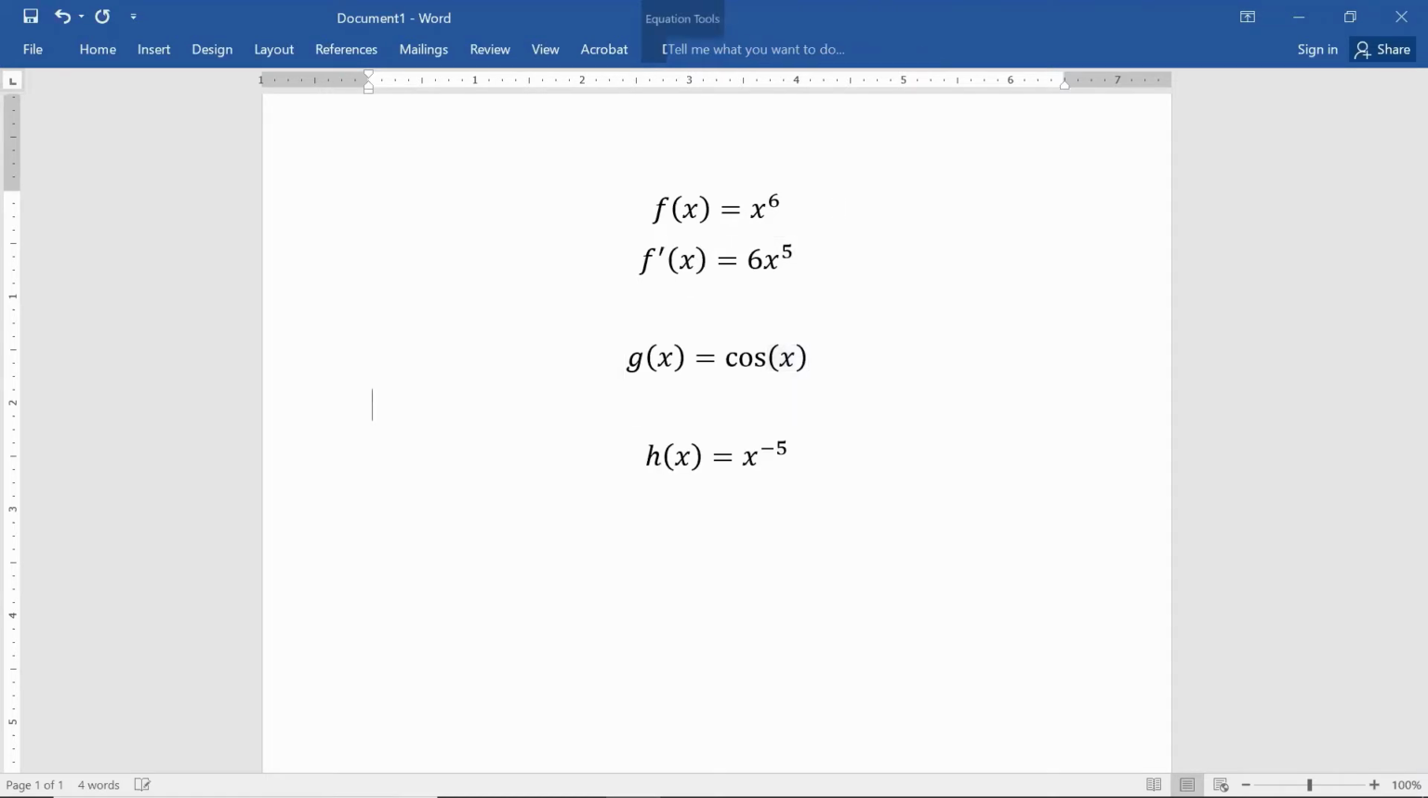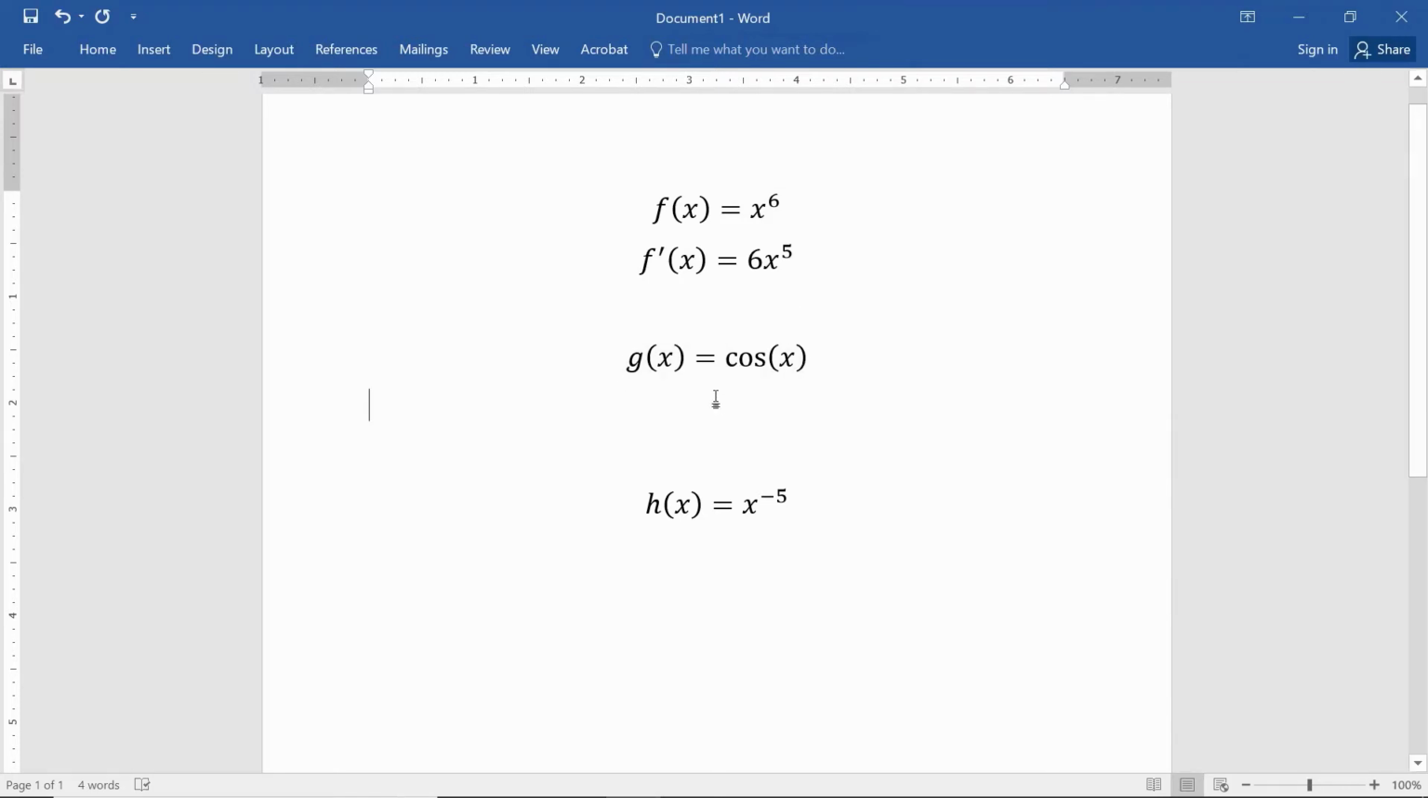Notice how quickly we found that. It does not take very long once I have the power rule to do this. If I had to utilize the definition, it would take me a really, really long time because at some point I'd have to take x plus h to the 6th power.